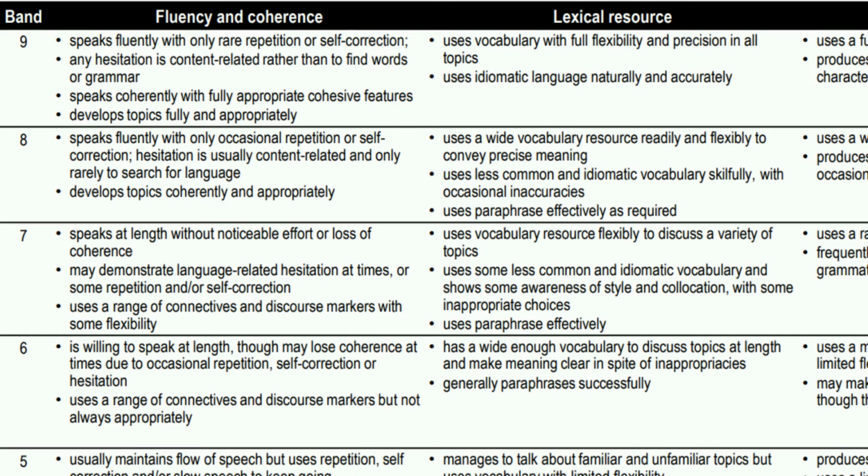For getting a band 6 for lexical resource, have a wide enough vocabulary to discuss topics at length and make meaning clear in spite of inappropriacies. Generally paraphrase successfully. For band 7, use vocabulary resource flexibly to discuss a variety of topics.